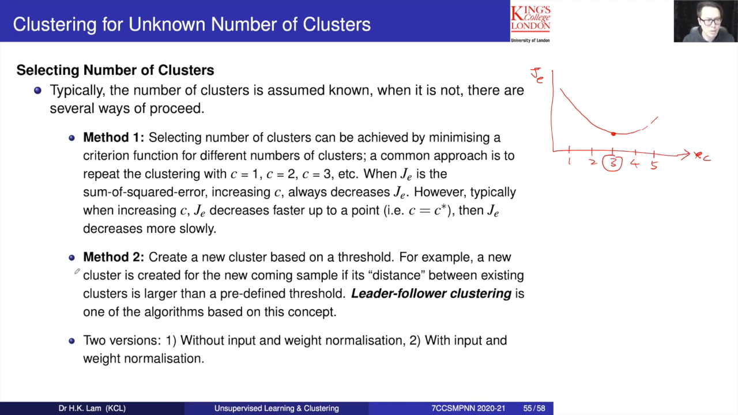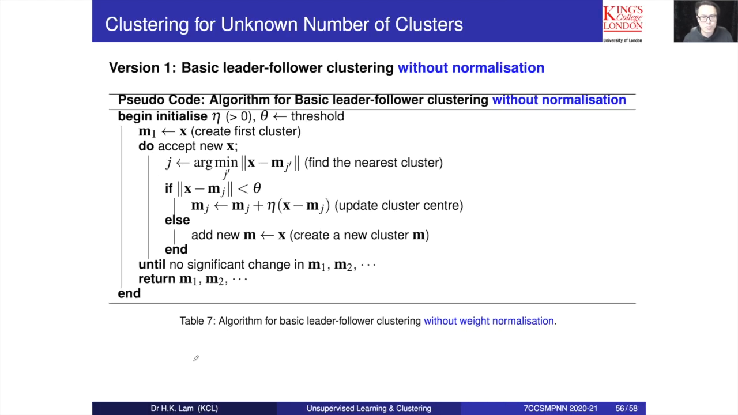Another one is to use some algorithm to determine the best number of clusters. In the following, I'm going to introduce this method, the leader-follower clustering. We still have two versions. The first version is without input and weight normalization. The next one is with normalization. Let's take a look at the details.